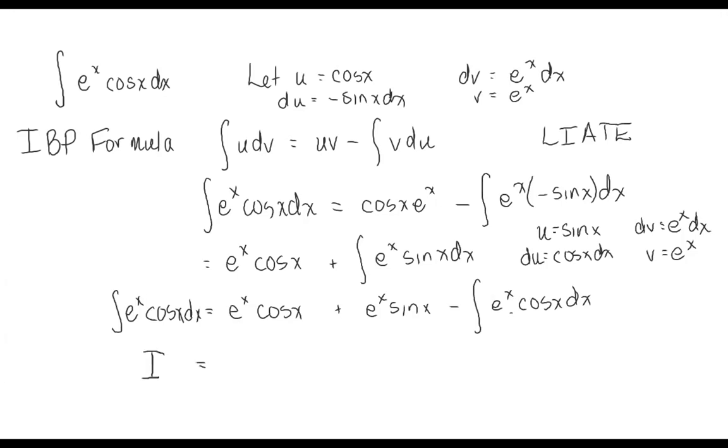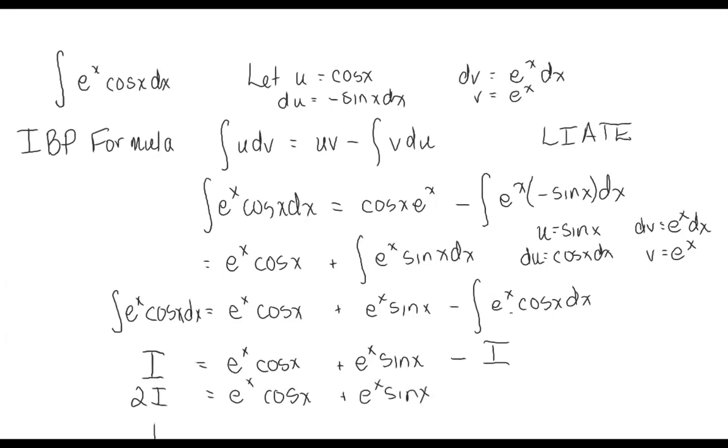The integral is equal to e to the x cosine x plus e to the x sine x minus the integral. How could we figure out what the integral is equal to? In other words, how could we solve for I? What's going to happen there? Yeah, add it to both sides. So 2 times the integral is e to the x cosine x plus e to the x sine x.